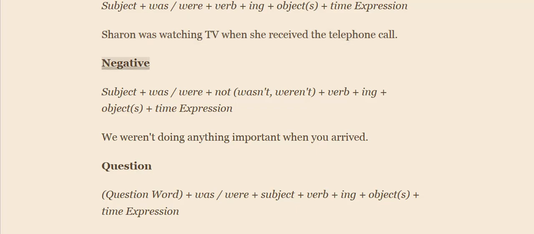Negative: subject plus was/were plus not (wasn't/weren't) plus verb plus ing plus object(s) plus time expression. We weren't doing anything important when you arrived.